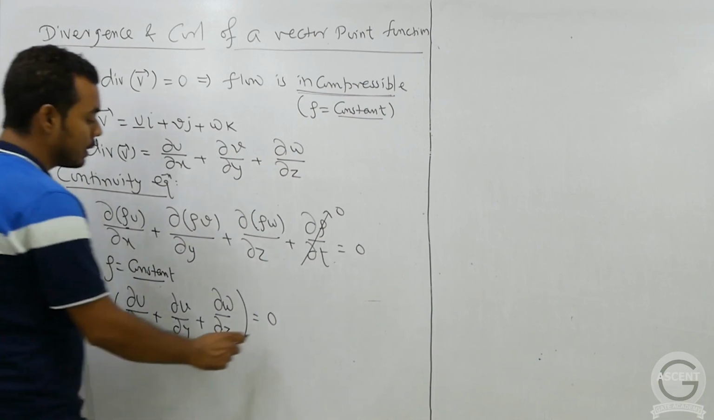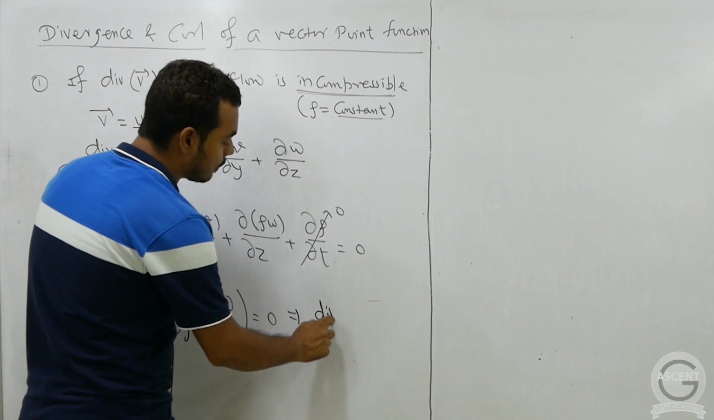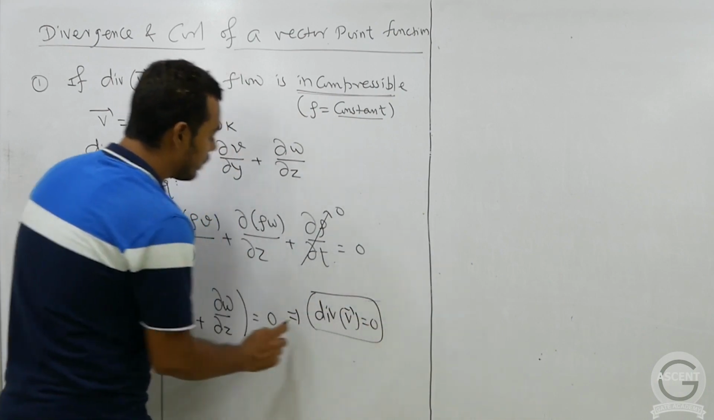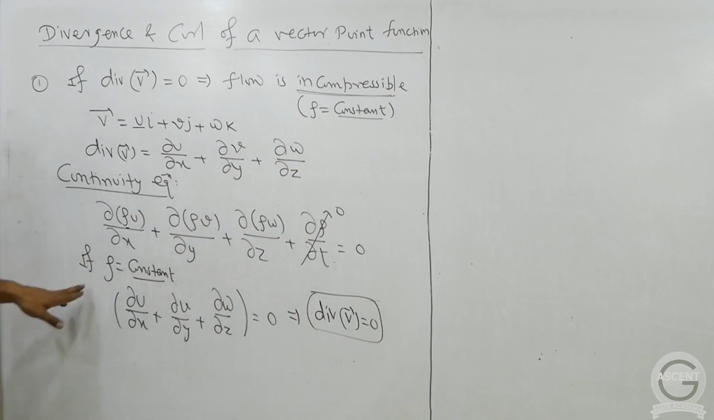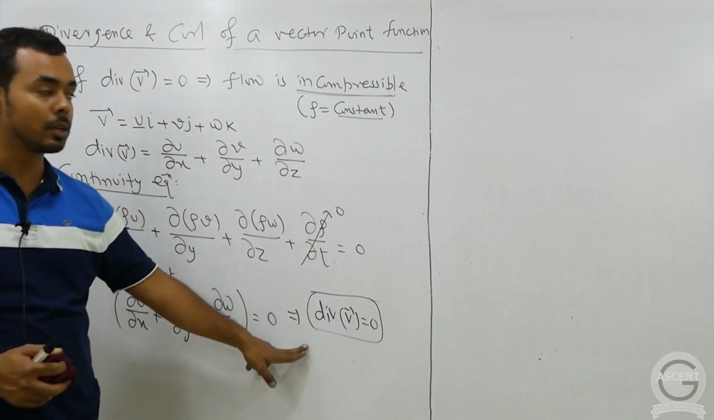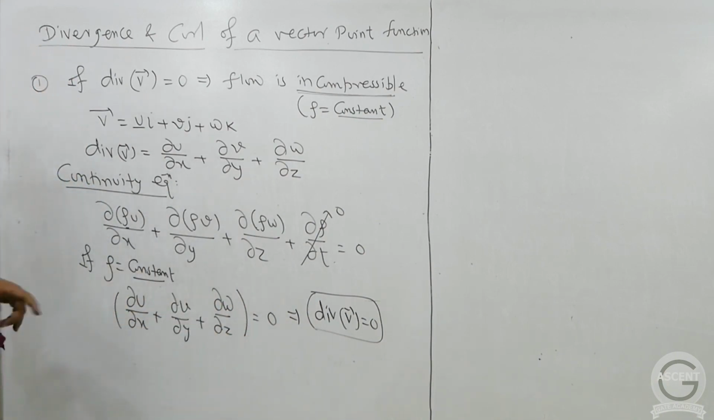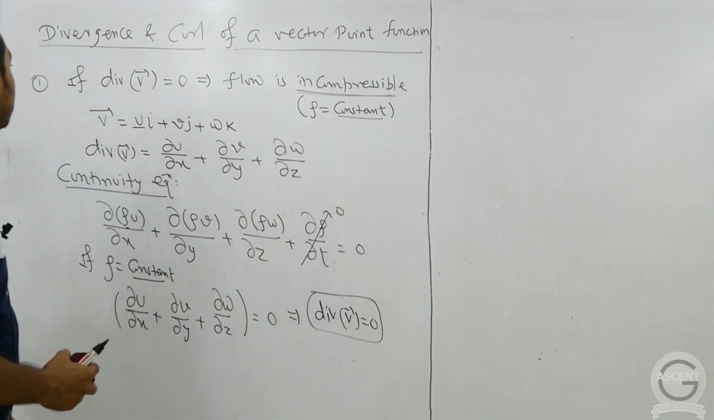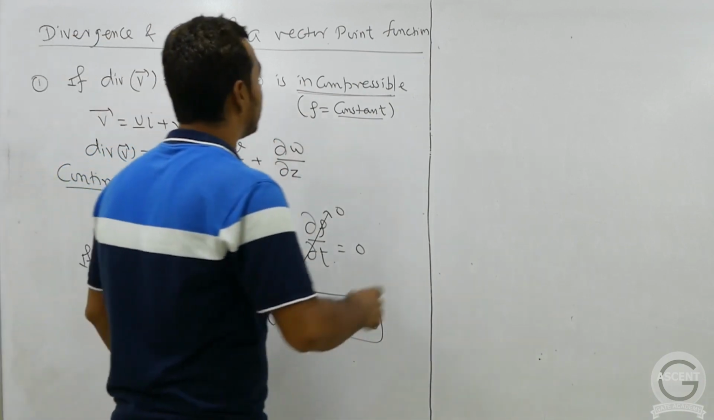Now what is this? This is nothing but divergence of velocity vector. So if the flow is incompressible, if the density is constant, then divergence will be 0. Or you can also say the converse of this. If divergence is 0, then it means density will be constant, and if density is constant, then flow will be incompressible. So this is the first point related with divergence.